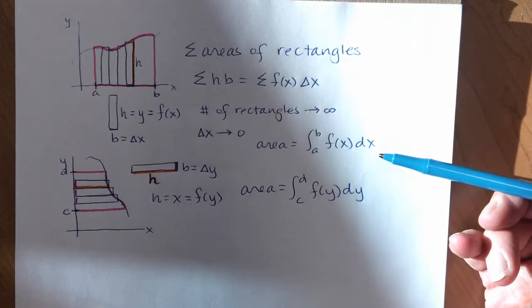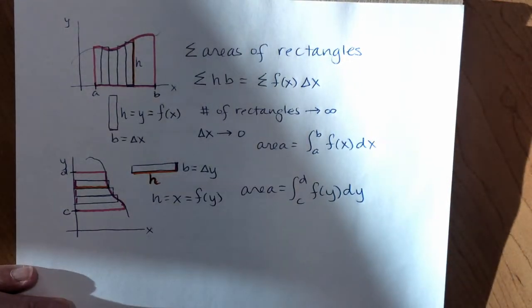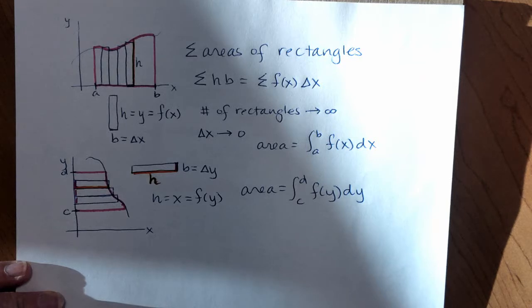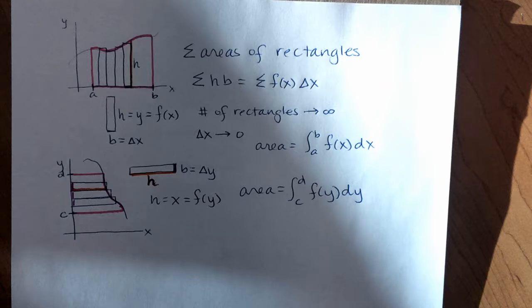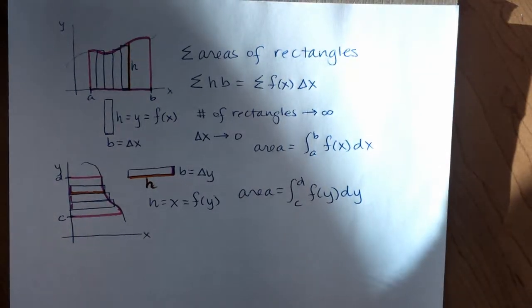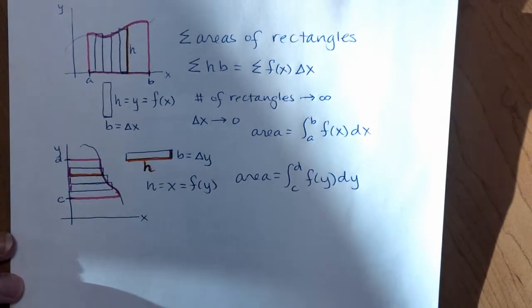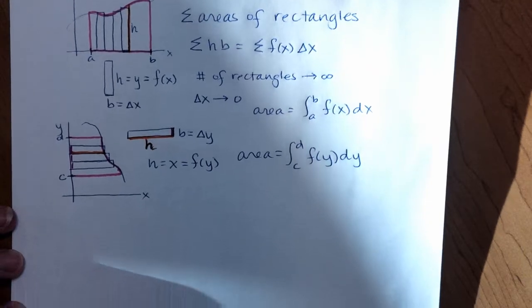So again, when we're finding area bounded by the curve and the x-axis, everything is in x's. When we're finding area using sideways rectangles, area bounded by a curve and the y-axis, everything is written in y's. Okay, so let's try a problem.